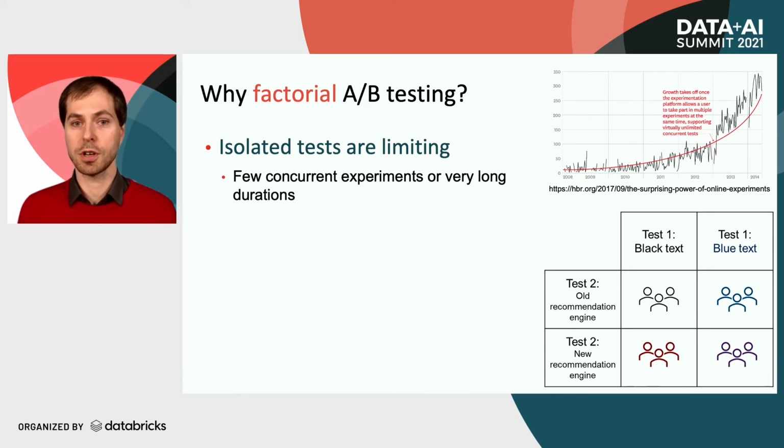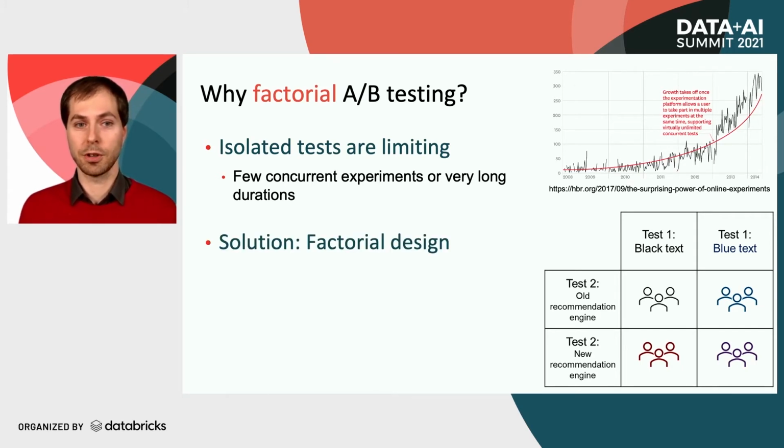Actually, when a user comes, you first flip a coin for the first test, whether they will see the black or the blue test. And then for the same user, you flip a coin again and decide whether the user will be exposed to the old or the new recommendation engine. And you can do this for dozens of tests, with some caveats, but in a sense, that's this.